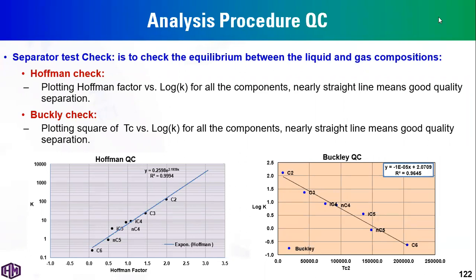Let me log K against the critical temperature squared. As long as we have a straight line, as mentioned, you have an equilibrium between liquid and gas phases from the separator test, as a QC for separator testing.